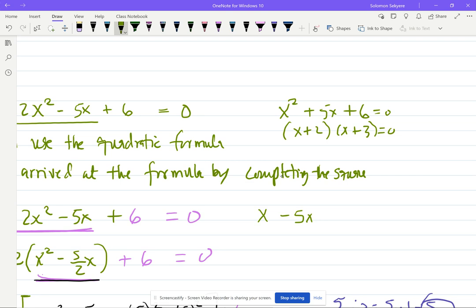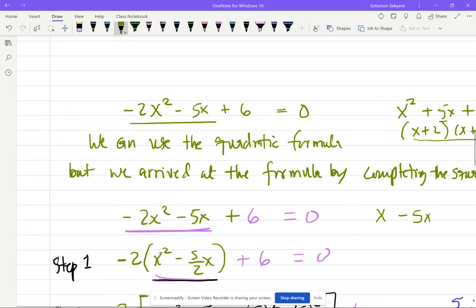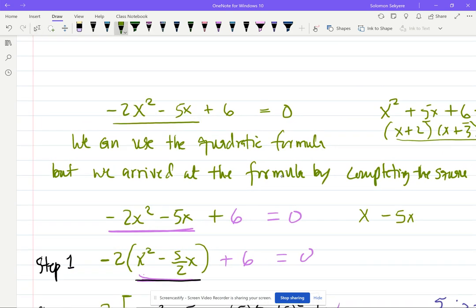It's the factors of 6 that add up to positive 5. And that's easy. We factor it out, equals 0, x equals negative 2, x equals negative 3. You're done.